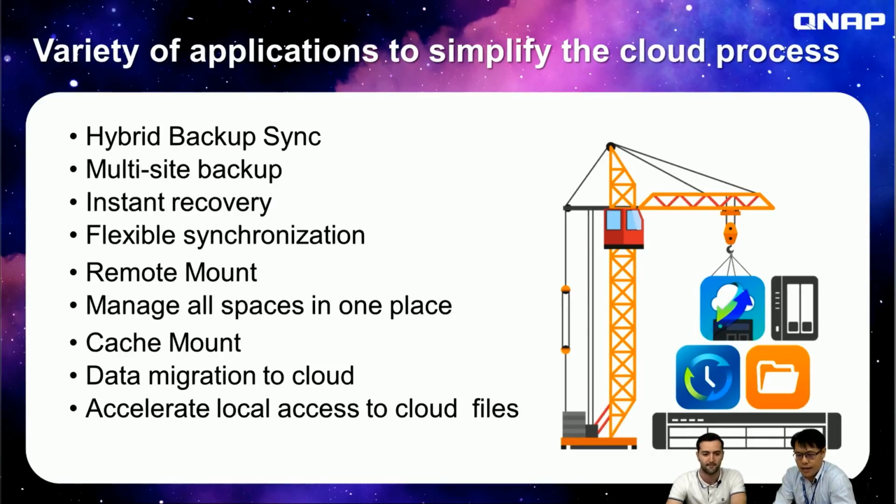As you can see, we have 3 key applications. The first one is Hybrid Backup Sync, the second one is Remote Mount, and the third one is Cache Mount. What can Hybrid Backup Sync bring you? It brings you multi-site backup and recovery functions. Most important, we have the synchronization function, so you can sync all of your data between your NAS and your Dropbox. I will have some examples in the next slide.